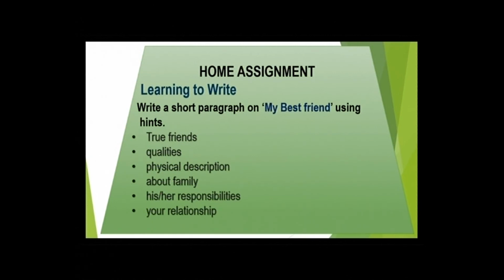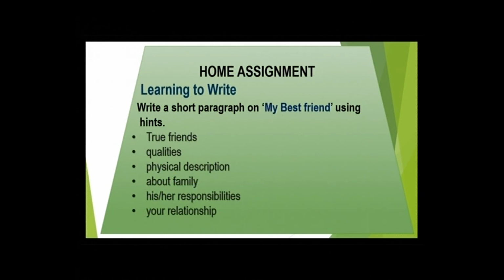Here, I have given you some hints. You have to write about your best friend using these hints. First, true friends. Second, qualities. Third, physical description. Fourth, about family. Fifth, his or her responsibilities. And the last, your relationship.